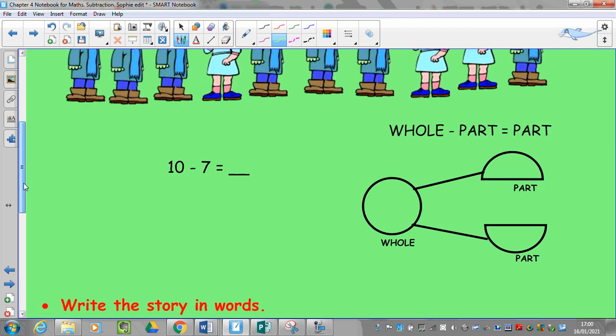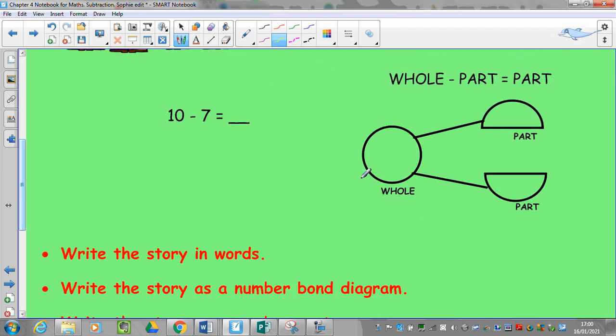Okay, I want you to show your questions as a number bond diagram. Getting my words twisted, I'm sorry, year 1. And remember that your whole number always goes first. Your whole number take away a part equals a part. Repeat that after me. The whole number take away a part equals a part. With me this time, whole number take away a part equals a part.